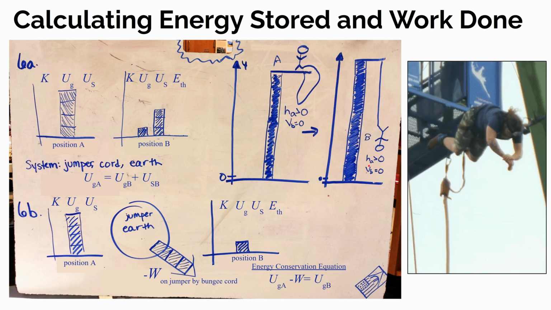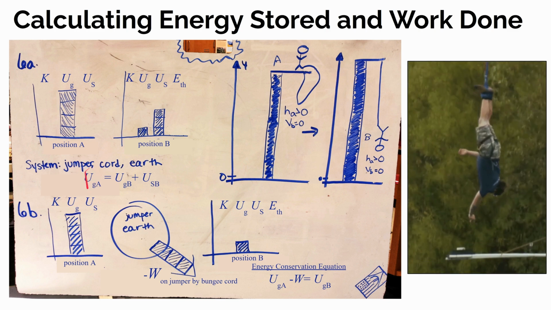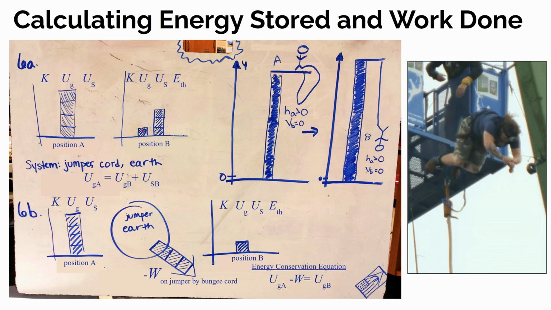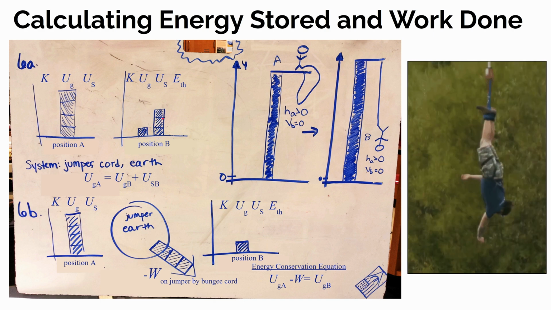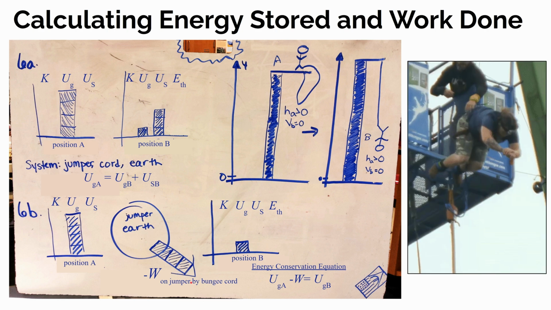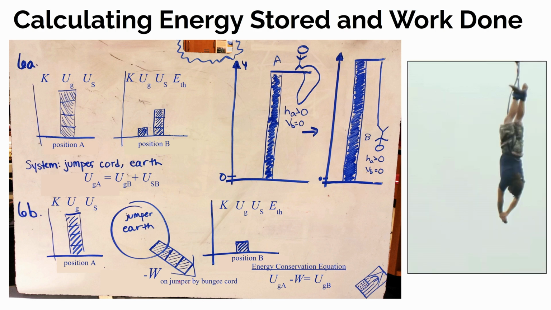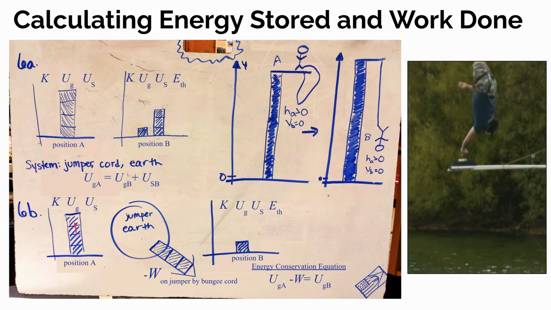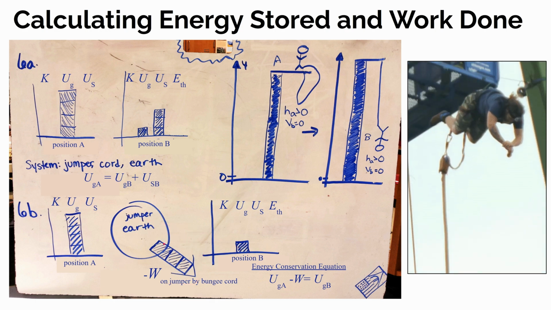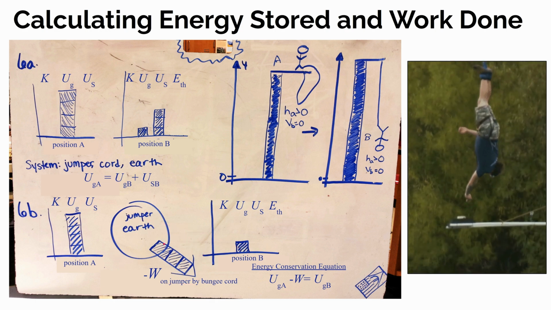And depending on how you define the system, either the initial gravitational potential energy gets transferred to some less gravitational potential energy and spring potential energy, or if you don't include the bungee cord in the system, then you have the bungee cord doing negative work on the jumper or the system. So the initial gravitational potential energy is less in the end. And where did that go? It was transferred out of the system, and we call that negative work.